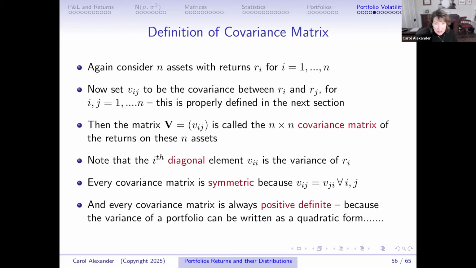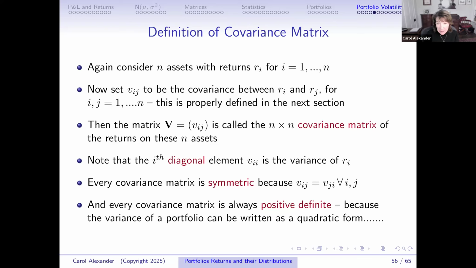Now, earlier in this topic, we looked at matrices, and you might have thought, well, what's the relevance of that? But the most important thing to take away from that is that the heart of a risk model is this covariance matrix of the returns on the assets. So if you've got n assets and returns R1 to Rn, the covariance between R1 and R2 is the first row, second column. The covariance between R5 and R6 is the 5th row and the 6th column. Those are the elements of the matrix. We call them Vij.